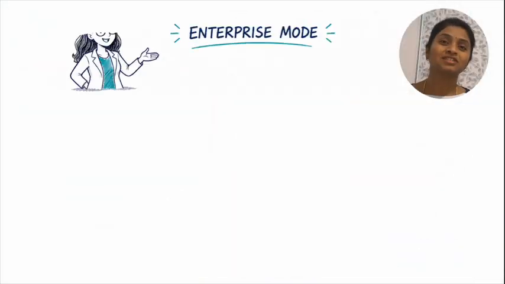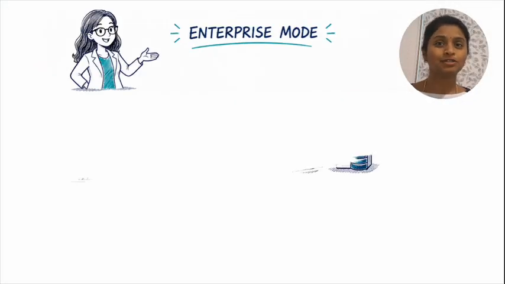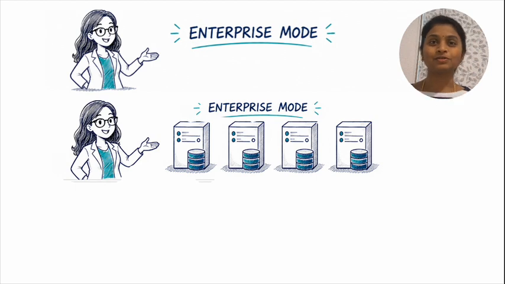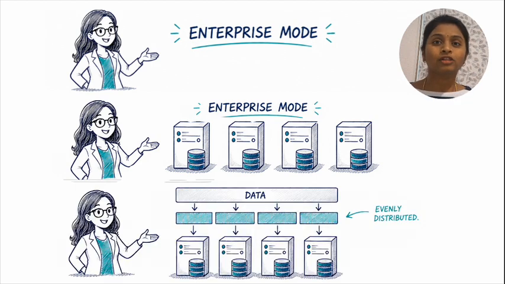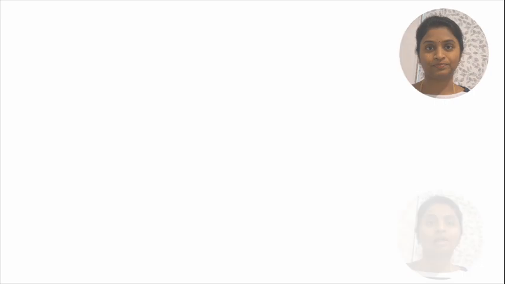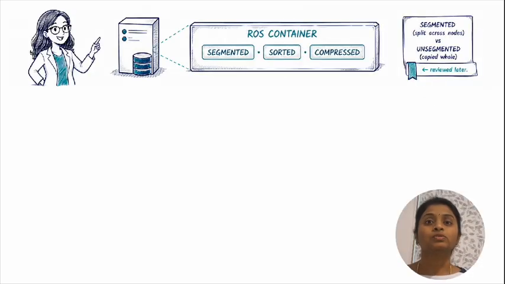In enterprise mode, Vertica's design goal is simple: keep your data as close as possible to the compute that processes it. Your data is evenly spread across all the nodes in the cluster, so every node carries an equal share of the analytical work. Every row you load into Vertica ends up in the same place on the disk, which is called a ROS container. Understand this one structure and you'll basically understand how Vertica actually stores your data.